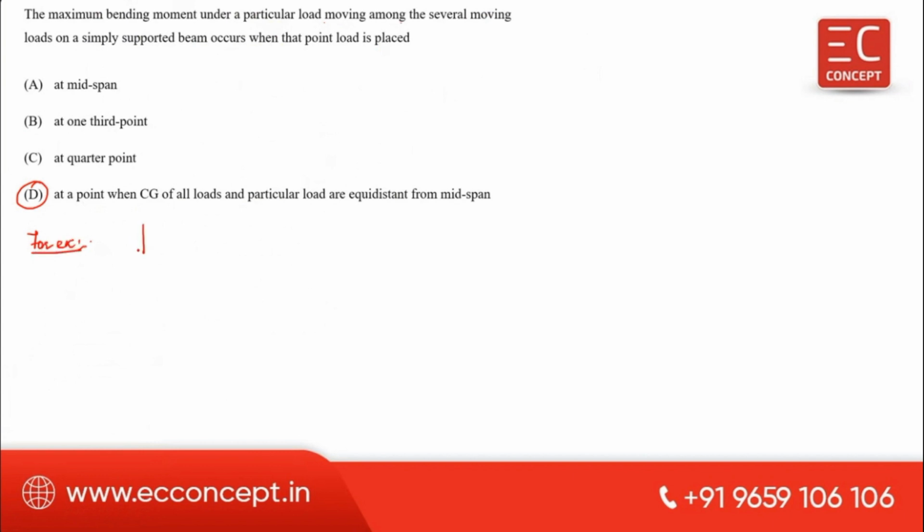There was a series of loads acting: 100 kilonewton, 200 kilonewton, 150 kilonewton. So these are a series of loads, acting at a distance of, for example, 2 meter, 2 meter. This is the beam. In order to find out the maximum bending moment, you first of all have to calculate the resultant.